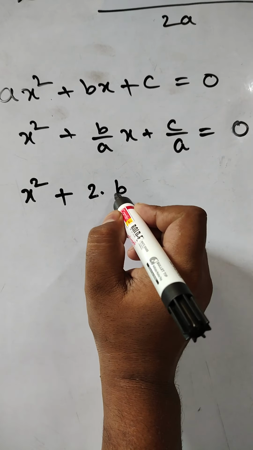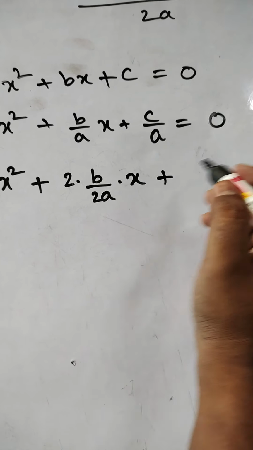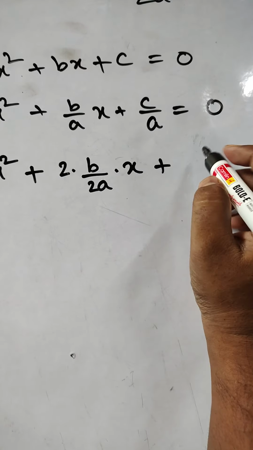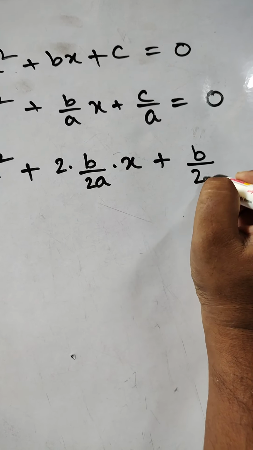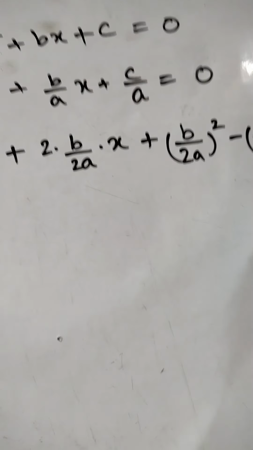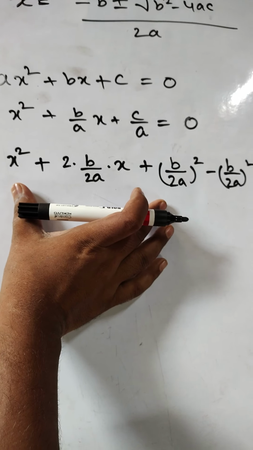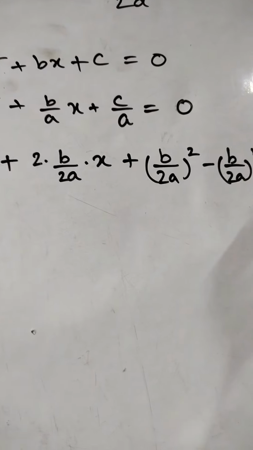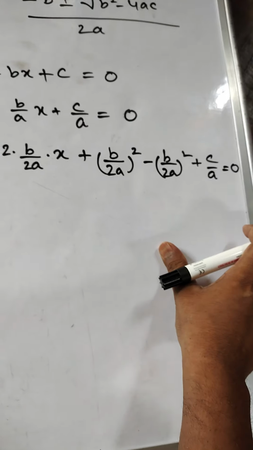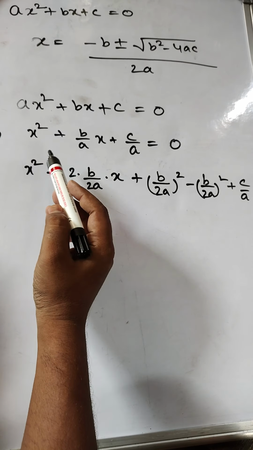So now we have to adjust it like this. This is b by 2a, and this is x, this is 2. So now we have to write b by 2a whole square minus b by 2a whole square. Actually we are writing this to make it a whole square, to make it a form of a plus b whole square. c by a as it is. Okay, no change in c by a.